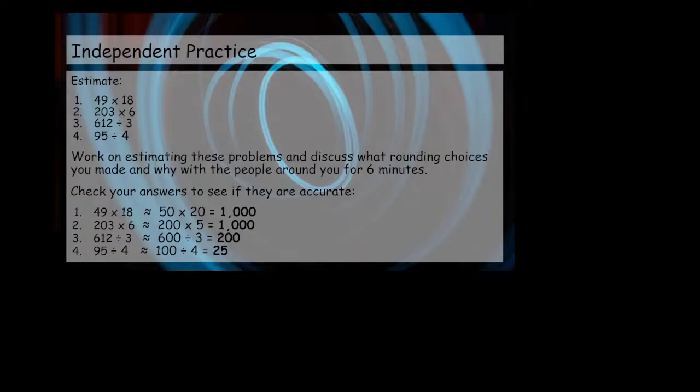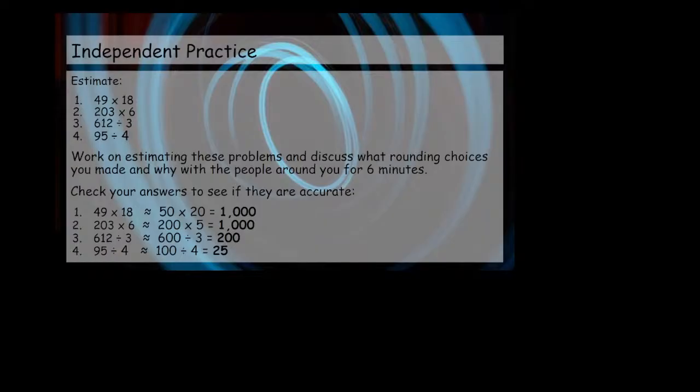612 divided by 3 is approximately 600 divided by 3 because the easiest and closest number to 612 that's divisible by 3 is 600. 612 is also divisible by 3, but it's easier to use 600 because we know that if we take out two of the zeros, 6 divided by 3 is 2. So 600 divided by 3 must be 200.